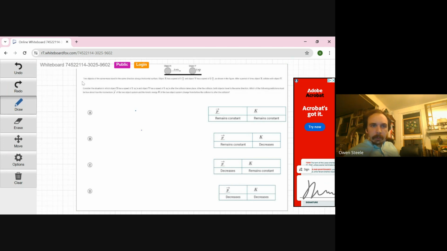So here we have another linear momentum problem. We have two objects and they have the same mass, right? So this is mass m. This would also be mass m. They're not different numbers, they're the same numbers. This will be important. So we have a before instance.